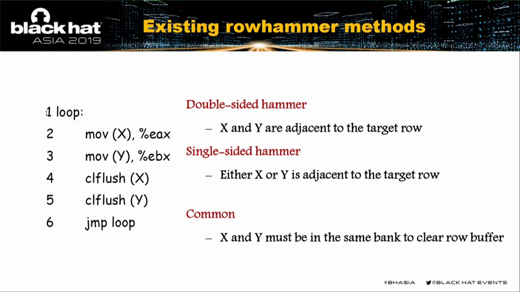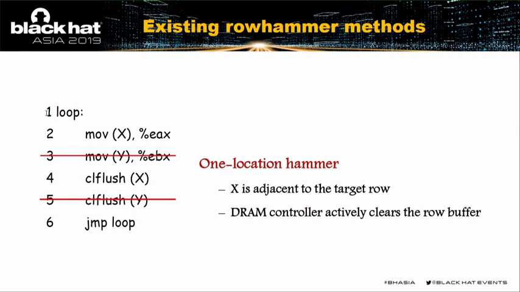So take the code again as an example. We can say that for double-sided rowhammer, x and y are adjacent to the target row. For the single-sided rowhammer, either x or y is adjacent to the target row. So what these 2 methods have in common is that x and y must be in the same bank so as to clear the row buffer. And this requirement does not apply to the one-location rowhammer. X is just adjacent to the target row, and the DRAM controller is responsible for the row buffer clearance.